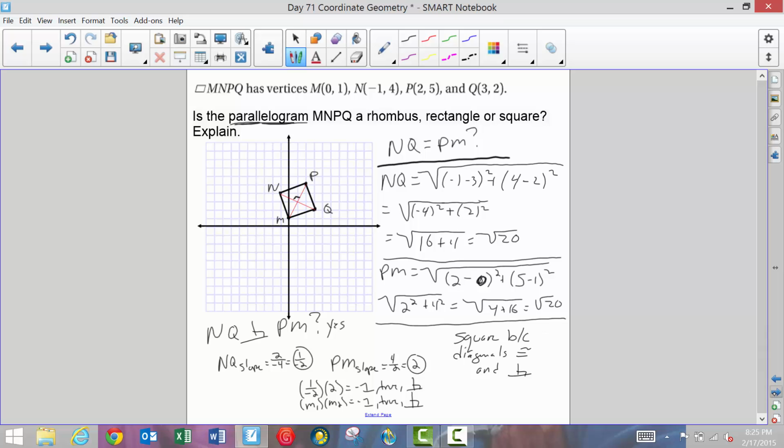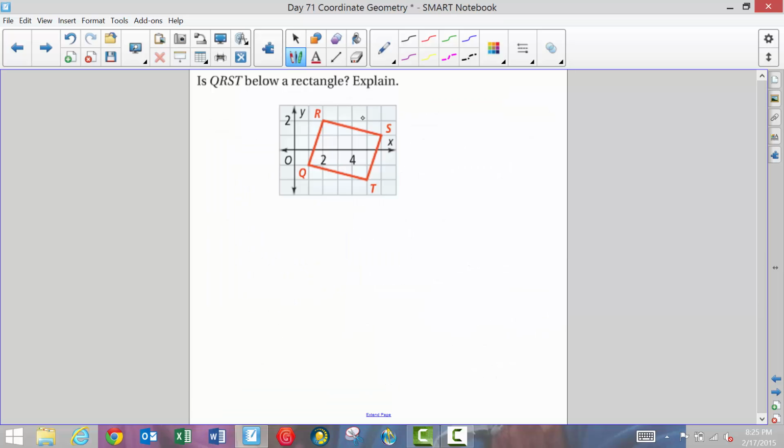Let's do another example. So I want to know if this is a rectangle. Now, if I want to know if this is a rectangle, I have to do the first step in the flowchart, which is, are these sides that are opposite of one another parallel? If it is a rectangle, it's a parallelogram. So to answer this question, I have to first show it's a parallelogram. If it's a parallelogram, I do the rest of the flowchart.